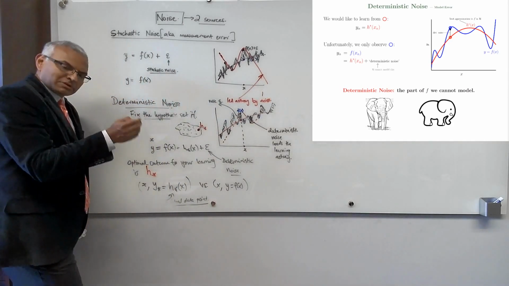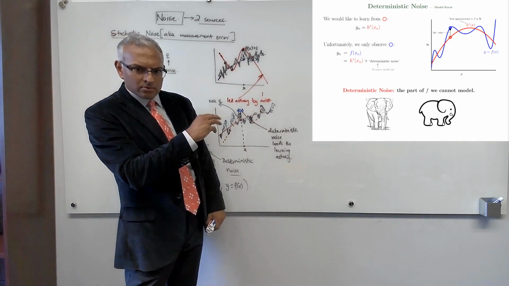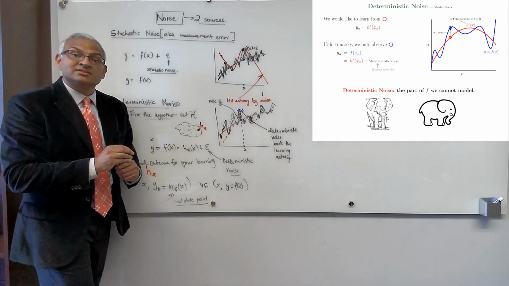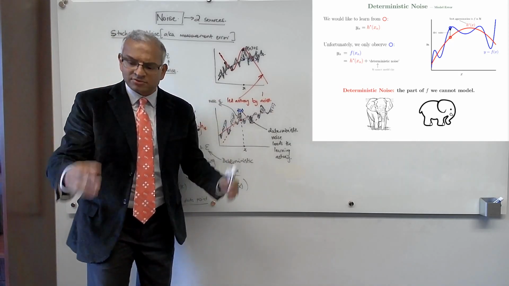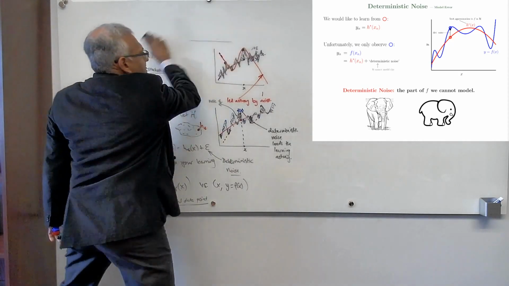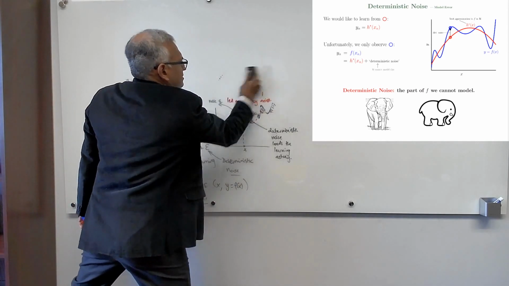Now, when we come back, I'm going to show you how all of this sits within the bias variance decomposition that we talked about. And then we'll summarize. So let's erase. Switch off the slides.